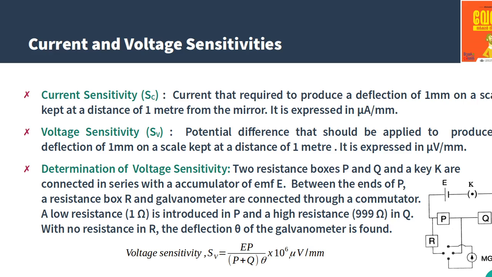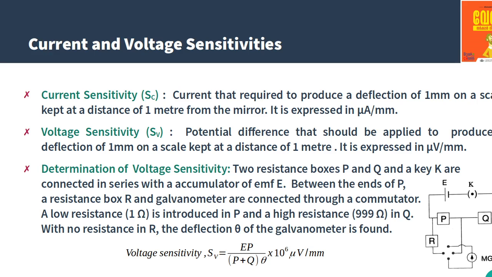Okay. Now we will go to the two sensitivities, that is, current sensitivity and voltage sensitivity of a moving coil galvanometer. We learned about current sensitivity when we learned the conversion of a galvanometer into an ammeter and voltmeter, and we follow the same method here for calculating this sensitivity. What is current sensitivity? Current sensitivity means the minimum current required to produce unit deflection on a scale. That is what we call current sensitivity.